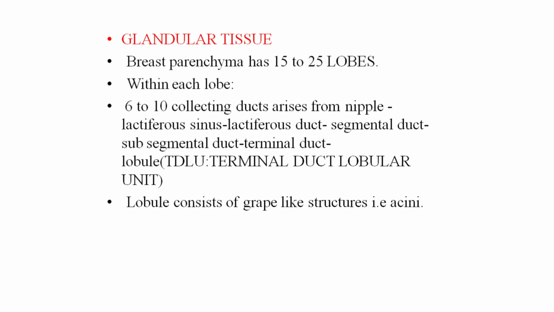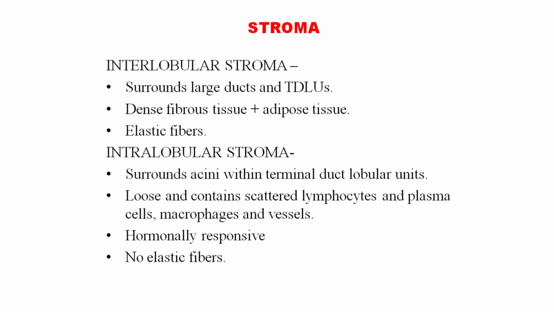Now this is the proper system, from the collecting ducts which are arising from the nipple to the TDLU, which we eventually see from the level of the nipple. They are collecting ducts, they go to the lactiferous sinus, then we have the lactiferous duct, then segmental or subsegmental ducts, and then we have the terminal duct, and then we have the lobule, which is your main unit, the terminal ductal lobular unit.